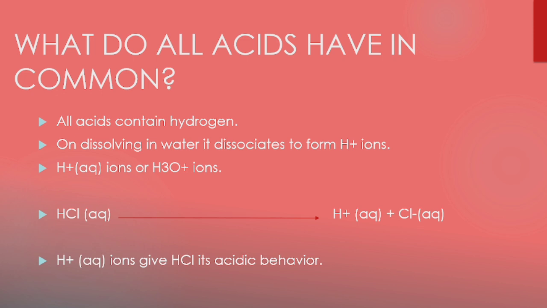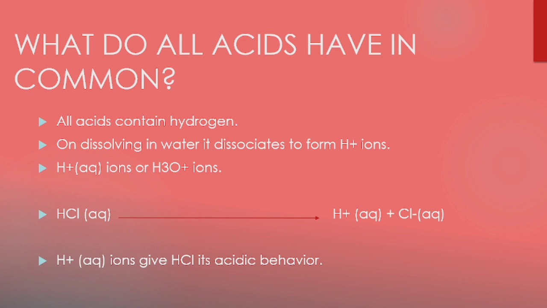So what do all these compounds have in common so that they all behave the same way, or we consider them as a group called acids? Basically speaking, all acids have hydrogen in them. You know, hydrogen is an element. Every acid, if you see, they have hydrogen present in them.